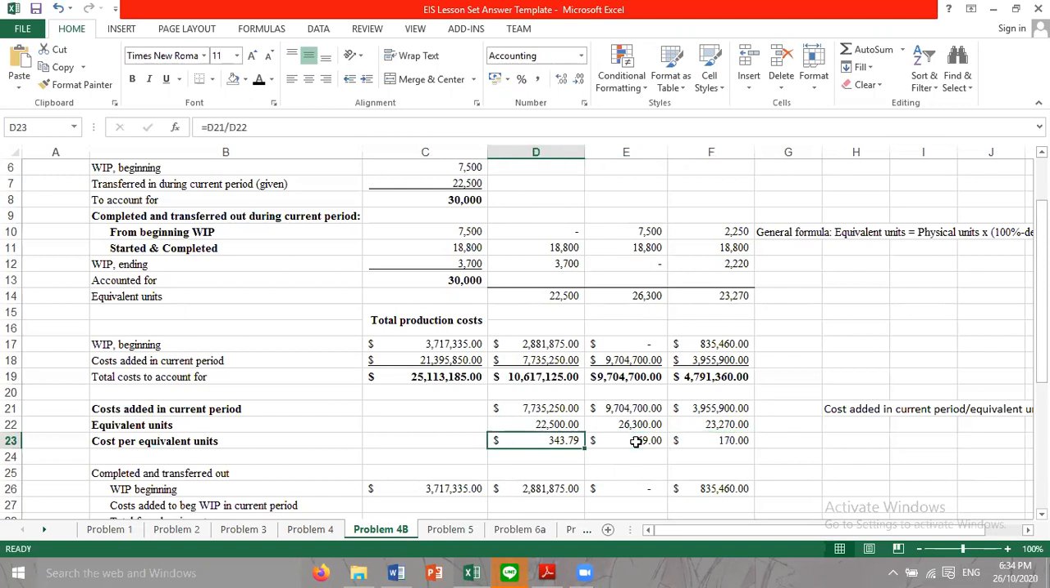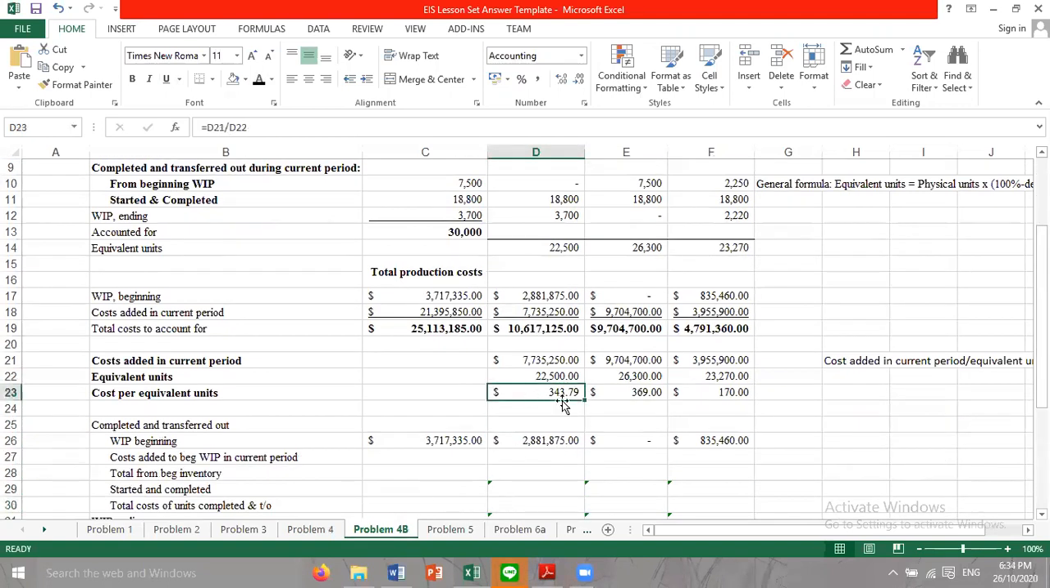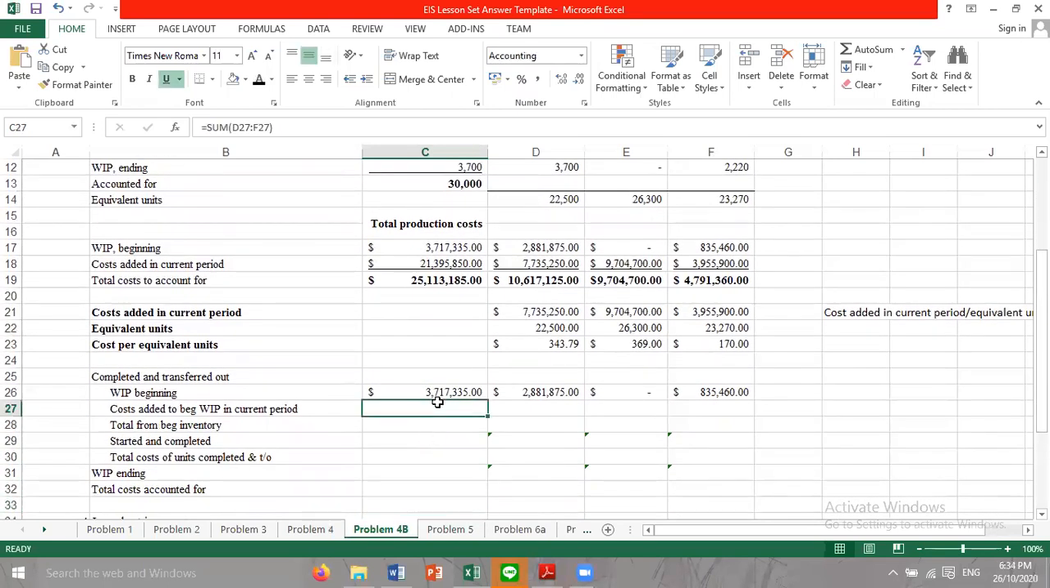Okay. Now, same approach as weighted average to allocate the cost to various accounts. We just multiply the cost per equivalent unit by the equivalent units of that account. But first, in FIFO, we need to state the value of the WIP beginning, as this is not calculated through this method, it's simply stated. Why? Because we only use cost added in current period, right? So WIP beginning has a value of 3,707,000.